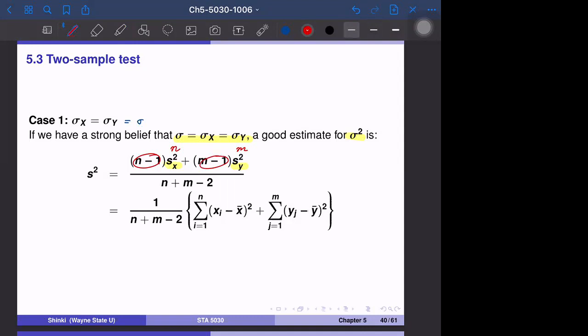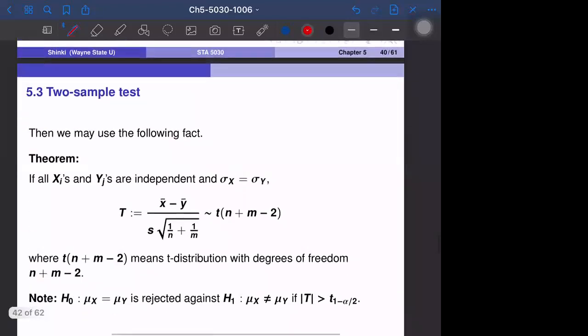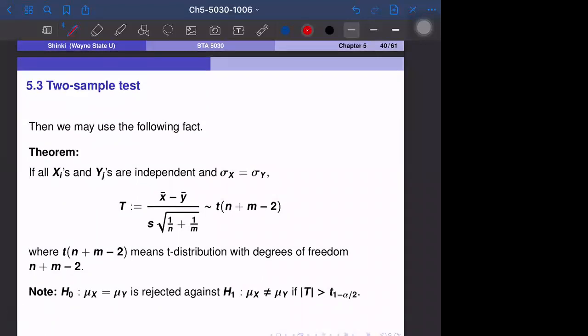Actually, we lose 1 degree of freedom when we calculate the sample variance, so we get n-1 and m-1 here. Then the denominator is the summation of n-1 and m-1. Finally, this is the formula. This is often called the pooled variance, since we pool all observations. After we estimate sigma by this S, we can test the difference between mu x and mu y.